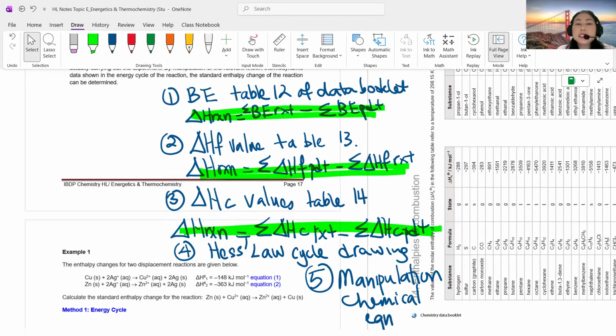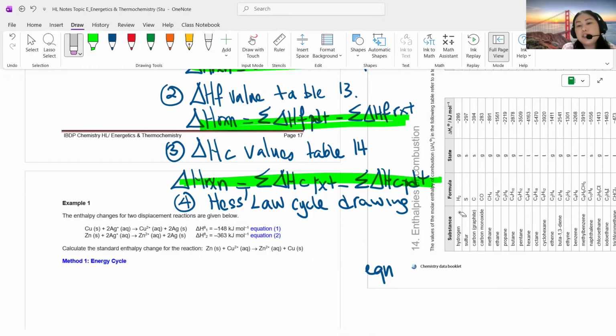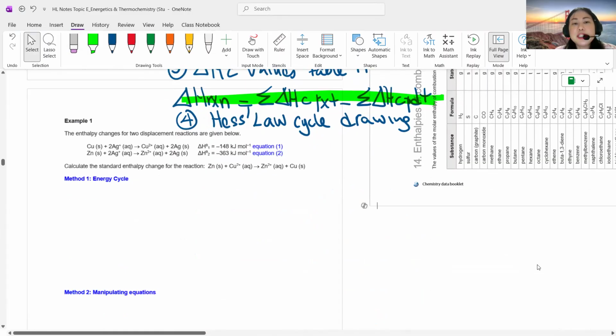All right, so I will start off with manipulation of equations first. You can see the method, manipulation of equations. Let me show you manipulation of equations. So I'm doing method 5, manipulation of equations.